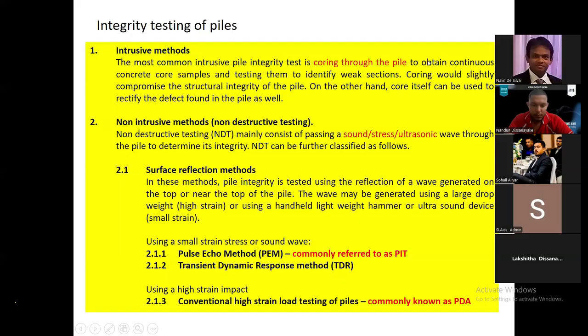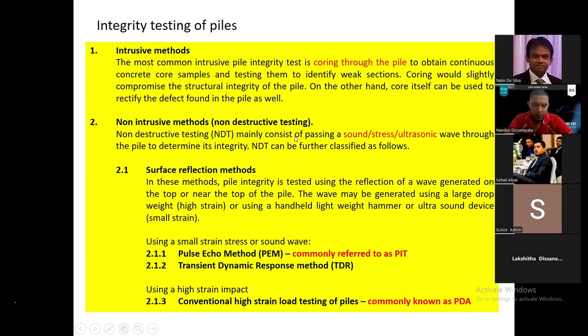Later we can grout the core using cement grout and seal the core. And coring is expensive and time consuming, but if there is a serious defect, we can use the core to rectify the defect as well. Then come less expensive methods, non-destructive methods.